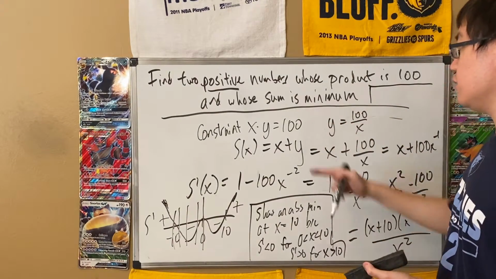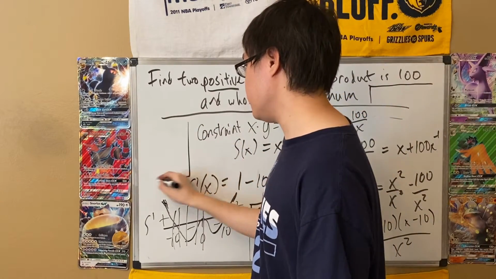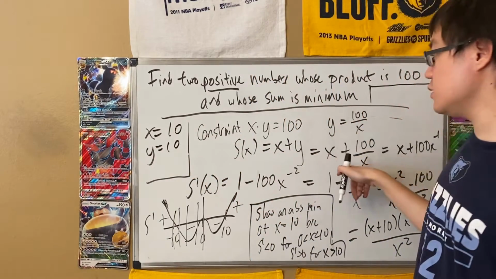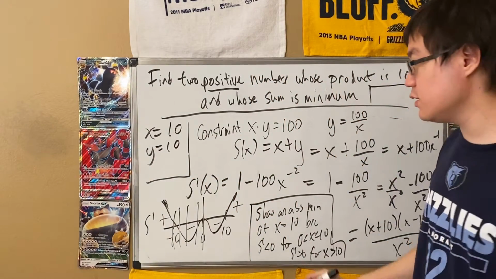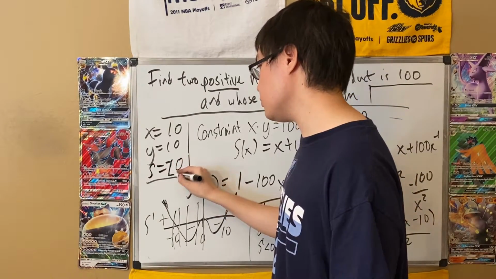Once you have this x value, it's pretty easy. You just plug in. Notice that when x is equal to 10, y is also 10. So it looks like we're ready for the answer. X is 10, y is 10. Then when we plug it into this function, well, 10 plus 10 is 20, so S is equal to 10 plus 10, which is 20.